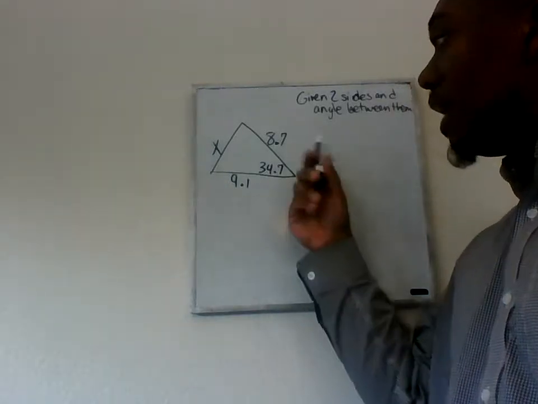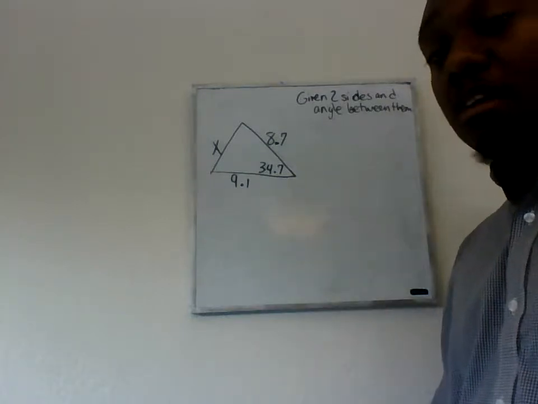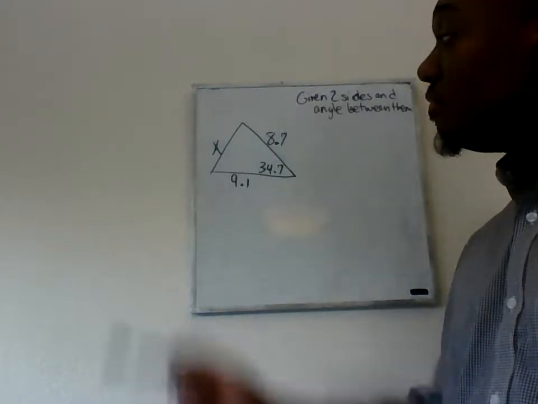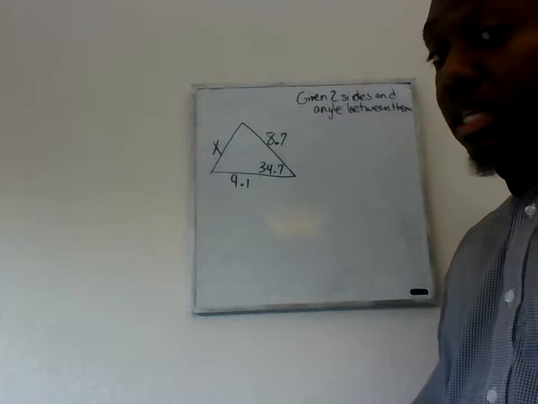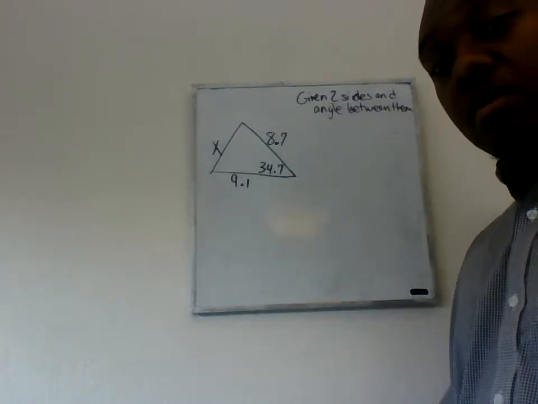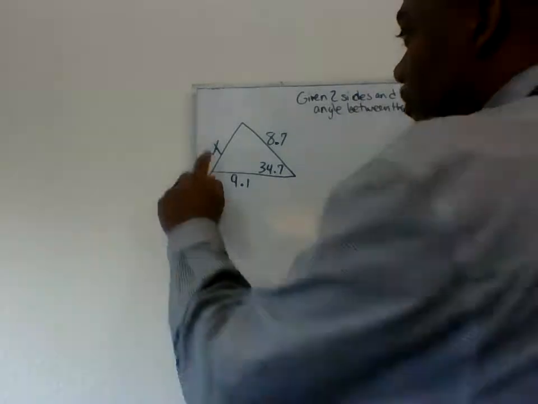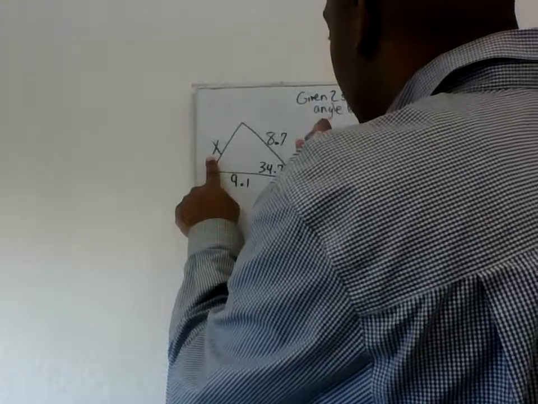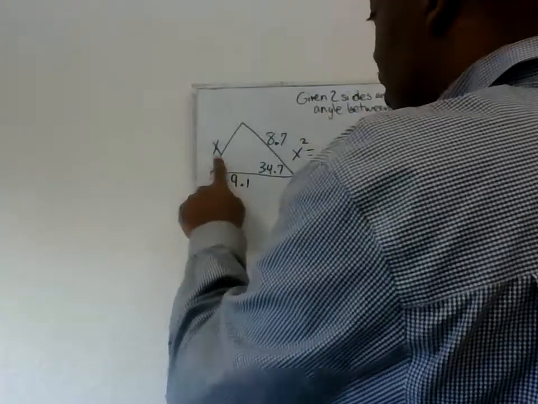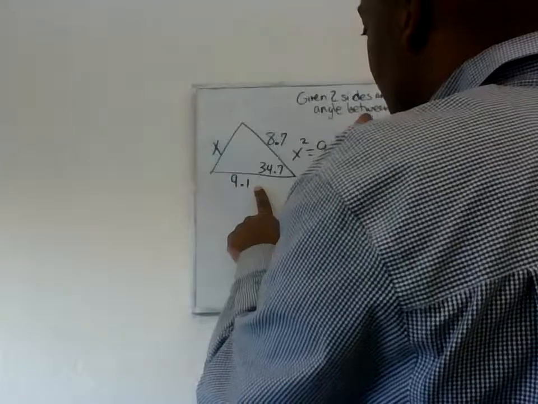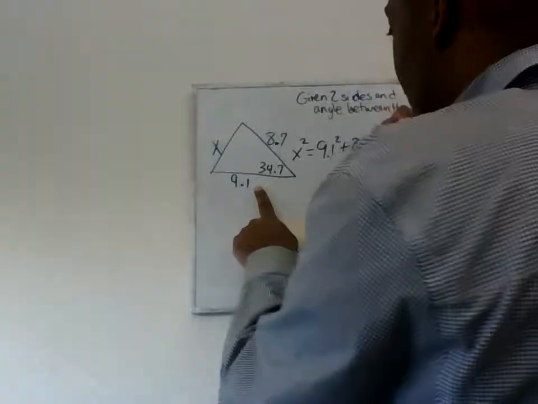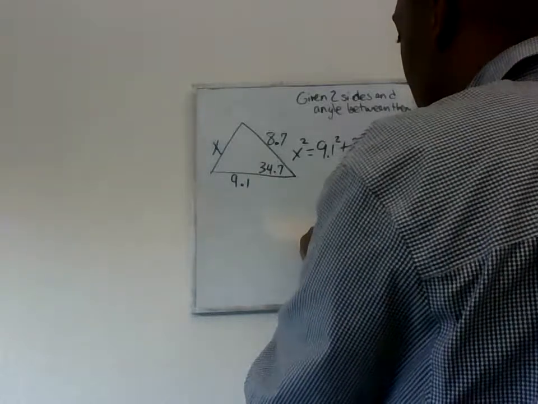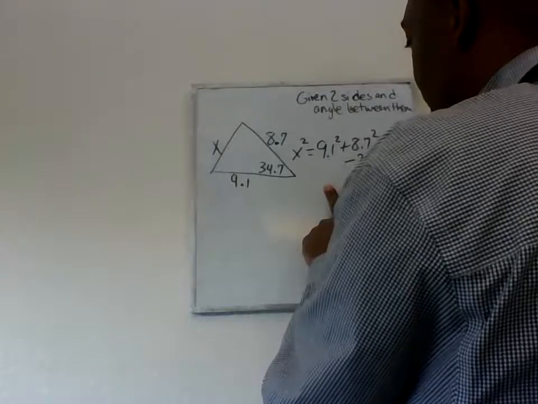I have 9.1 and 8.7 as my two given sides, and the angle between them is 34.7 degrees. So I'm going to use law of cosines in order to find out what x is. To set up law of cosines, first things first, I don't know what this is, but I know that by law of cosines, x squared is equal to each of these other sides squared, added together, minus 2 times each of those sides times cosine of that angle.